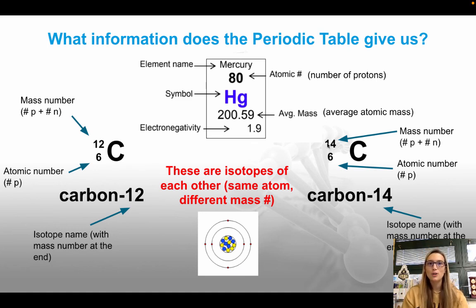So this is a general overview of atomic structure, number of protons, neutrons, electrons, how do we find mass number, isotope notation. We will talk more about isotopes and average atomic mass later.